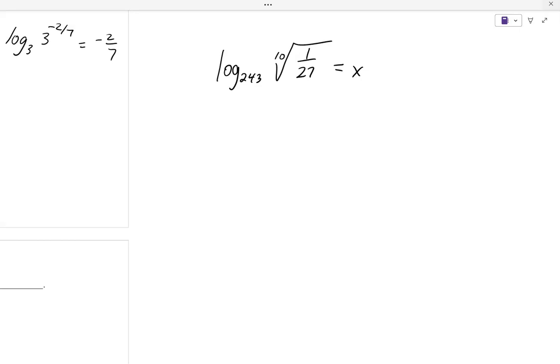What's the base of the exponential function we're going to use? 243. What's the exponent? X. And the output will be, good, the 10th root of 1 over 27, right? Remember, all this is doing is just using the fact that we've got inverse functions, right? Inputs become outputs, outputs become inputs.